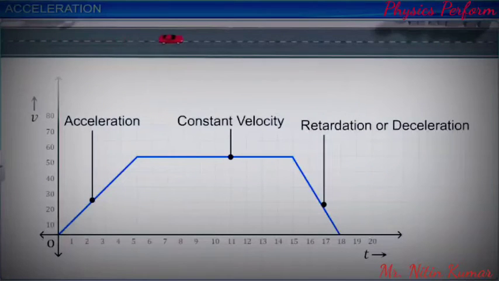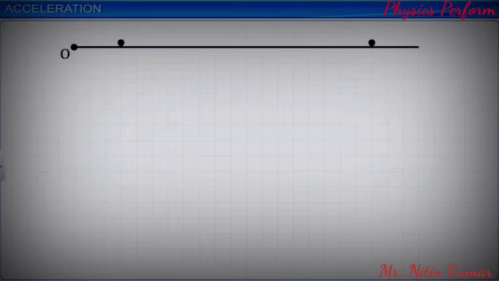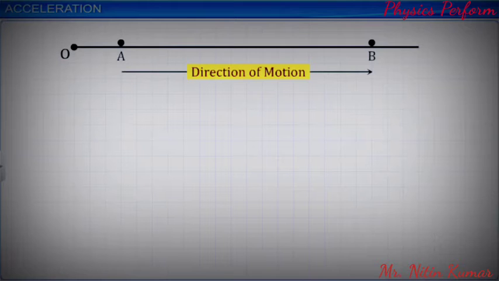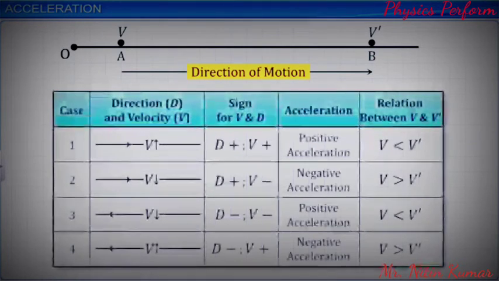To decide whether acceleration is positive or negative, the terms retardation or deceleration are confusing while solving problems. Here is an easy way to get the sign convention for acceleration right. In the four cases we have just studied, with respect to points A and B between which the body traverses, let us fix the velocities of the body at these points as V at A and V' at B. The four cases are tabulated.